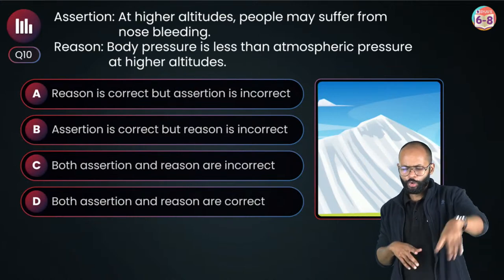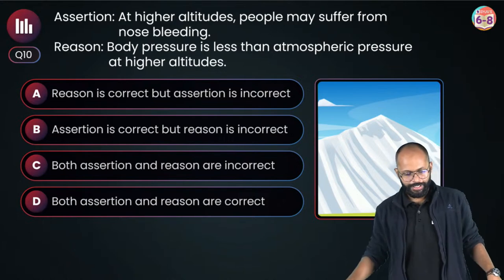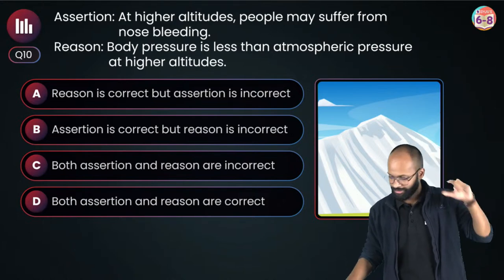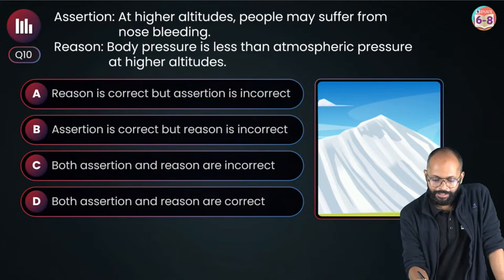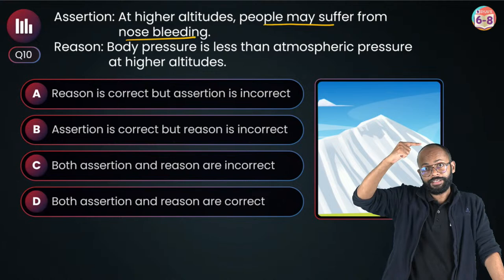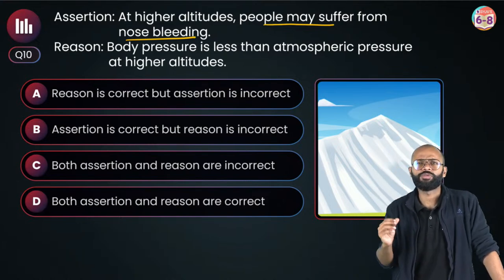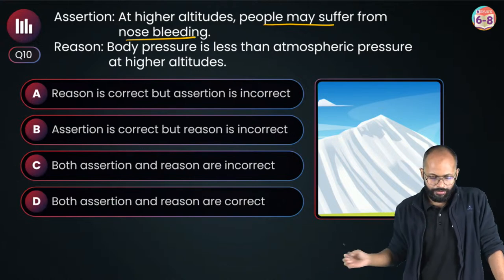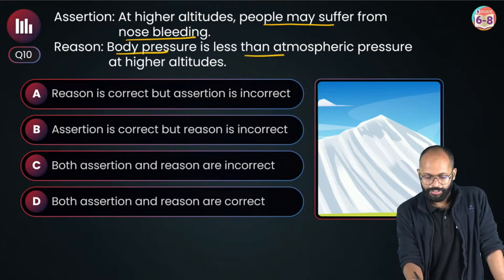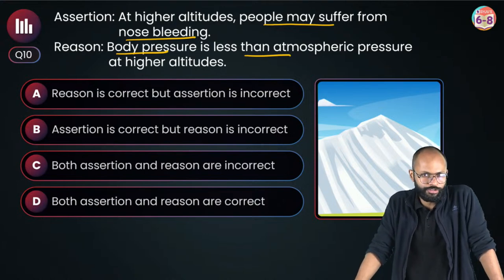Question number 10, and this is what you were asking. Four options. Assertion reason, your favorite. Assertion: At higher altitudes, people may suffer from nose bleeding. In Hindi we call it nakseeri phoot jana. Reason: Body pressure is less than atmospheric pressure at high altitudes.